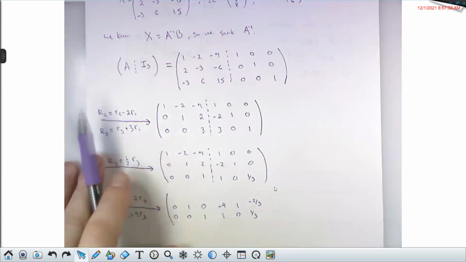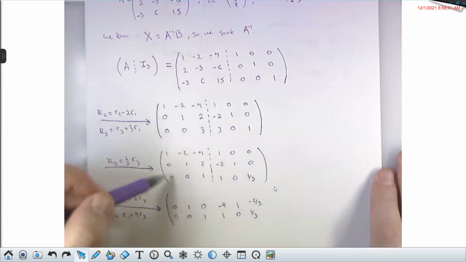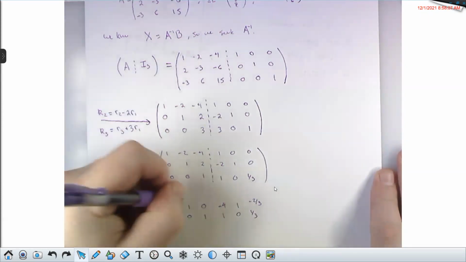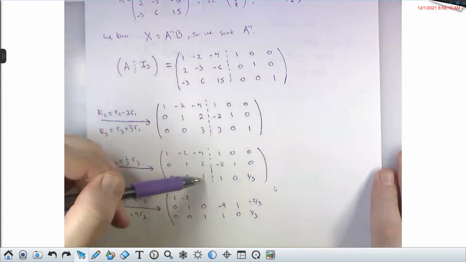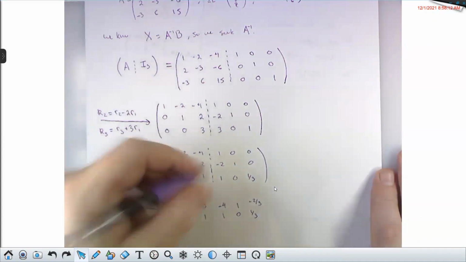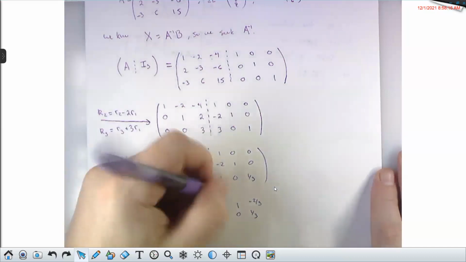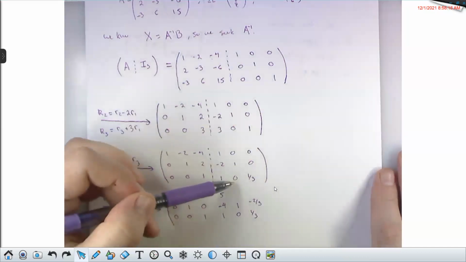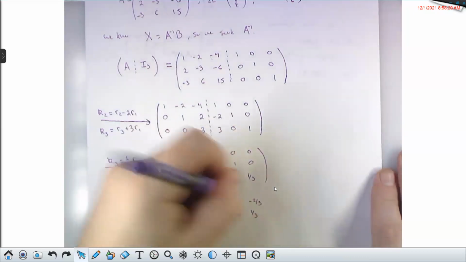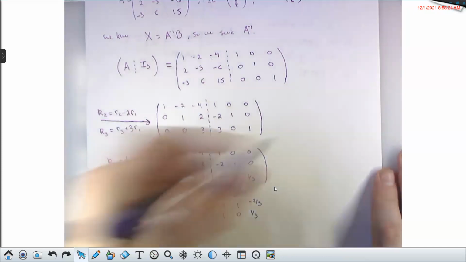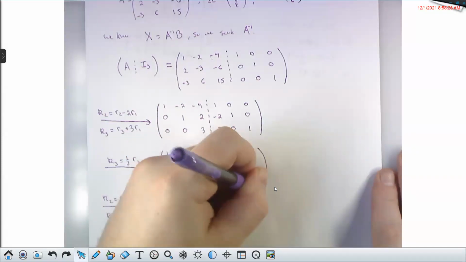Killing the 4 is going to be similar. 4 times 0 is 0, plus 1 is still 1. 4 times 0 is 0, plus -2 is still -2. 4 times 1 is 4, plus -4 is 0. 4 times 1 is 4, plus 1 is 5. 4 times 0 is 0, plus 0 is still 0. 4 times 1/3 is 4/3, plus 0 is 4/3.